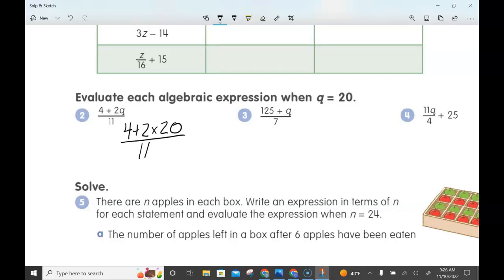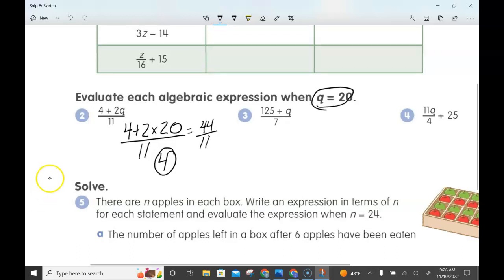Okay, so we have to think about order of operations here. At the top part of our fraction, the numerator, which means division, 20 times 2 is 40, plus 4 is going to give us 44 over 11. And now we solve 44 divided by 11, and that's going to give us 4 for number 2. So once again, you're just plugging in that 20 for the q. Why is that? Because it's telling us q equals 20. That's why.